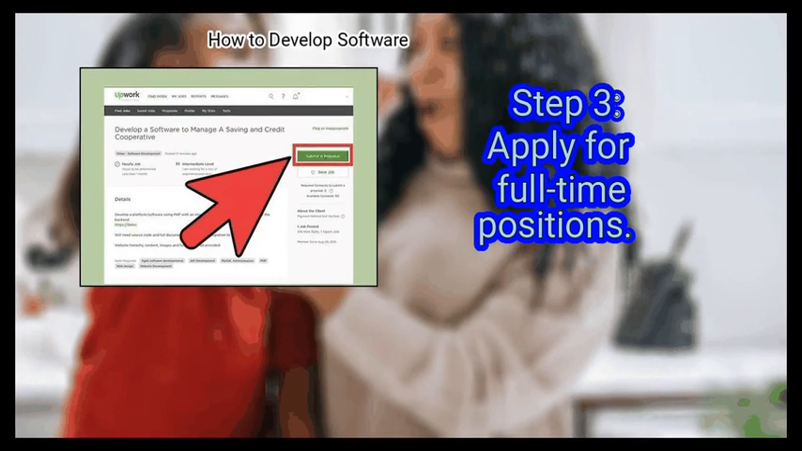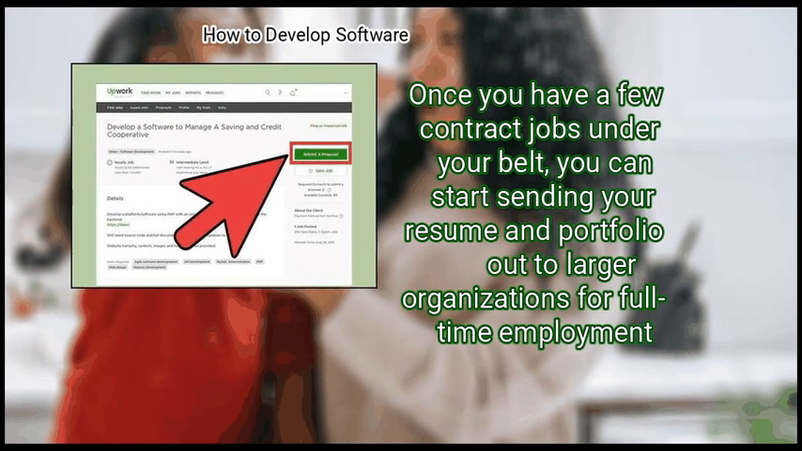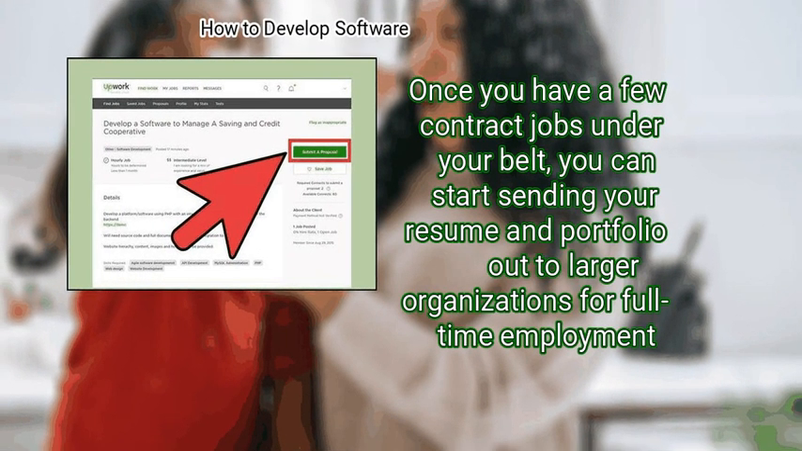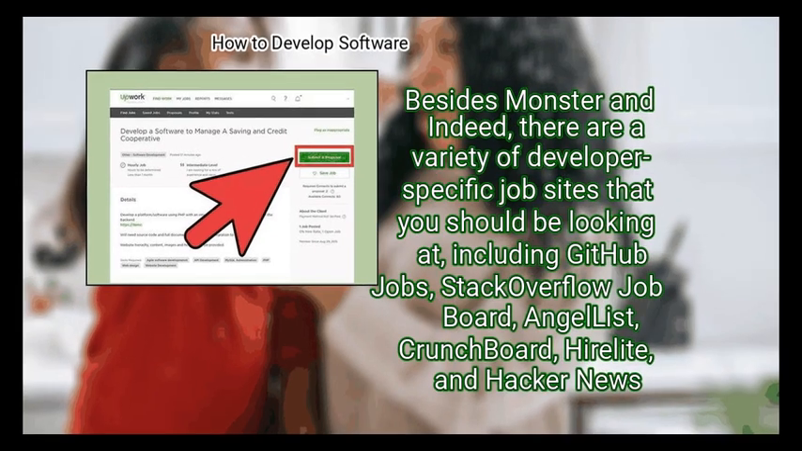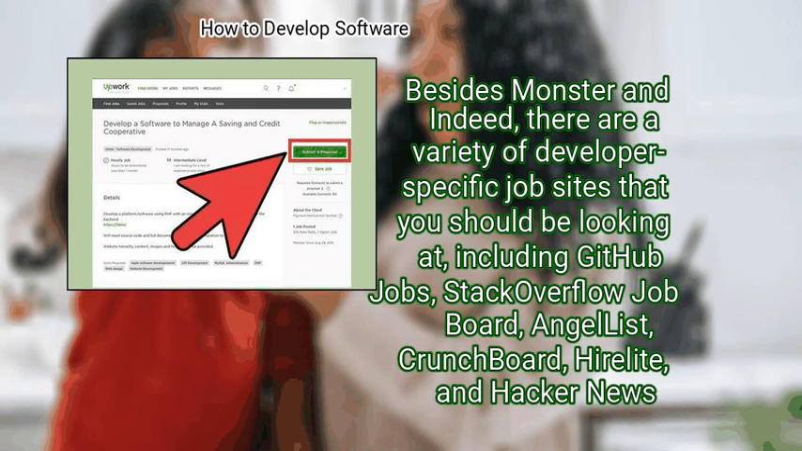Step 3. Apply for full-time positions. Once you have a few contract jobs under your belt, you can start sending your resume and portfolio out to larger organizations for full-time employment. Besides Monster and Indeed, there are a variety of developer-specific job sites that you should be looking at, including GitHub Jobs, Stack Overflow Job Board, AngelList, Crunchboard, Highlight, and Hacker News.